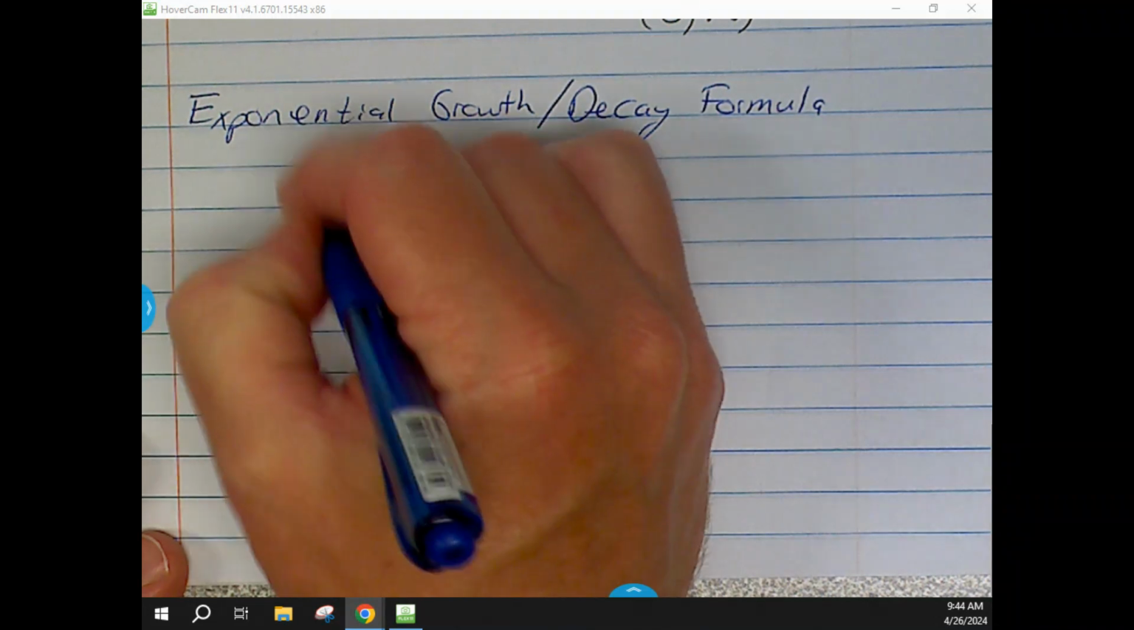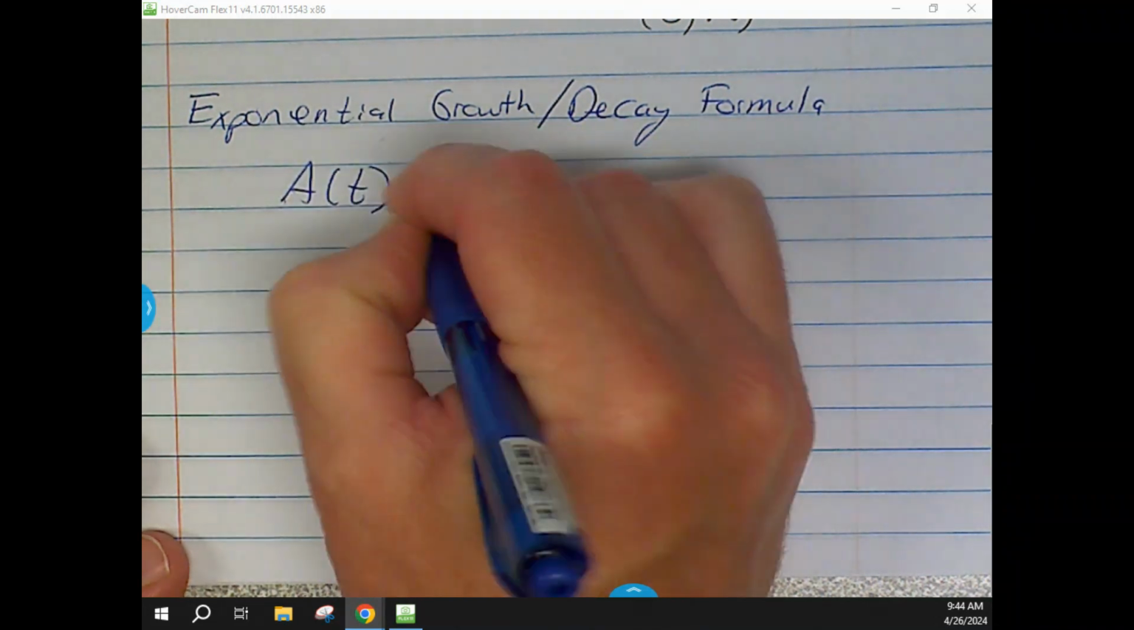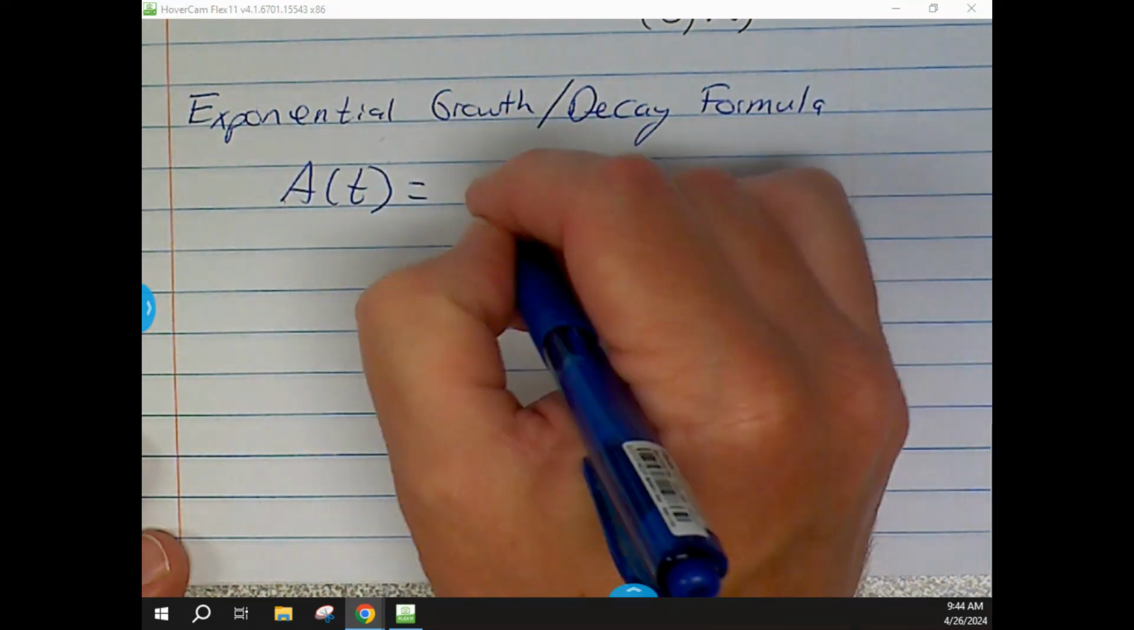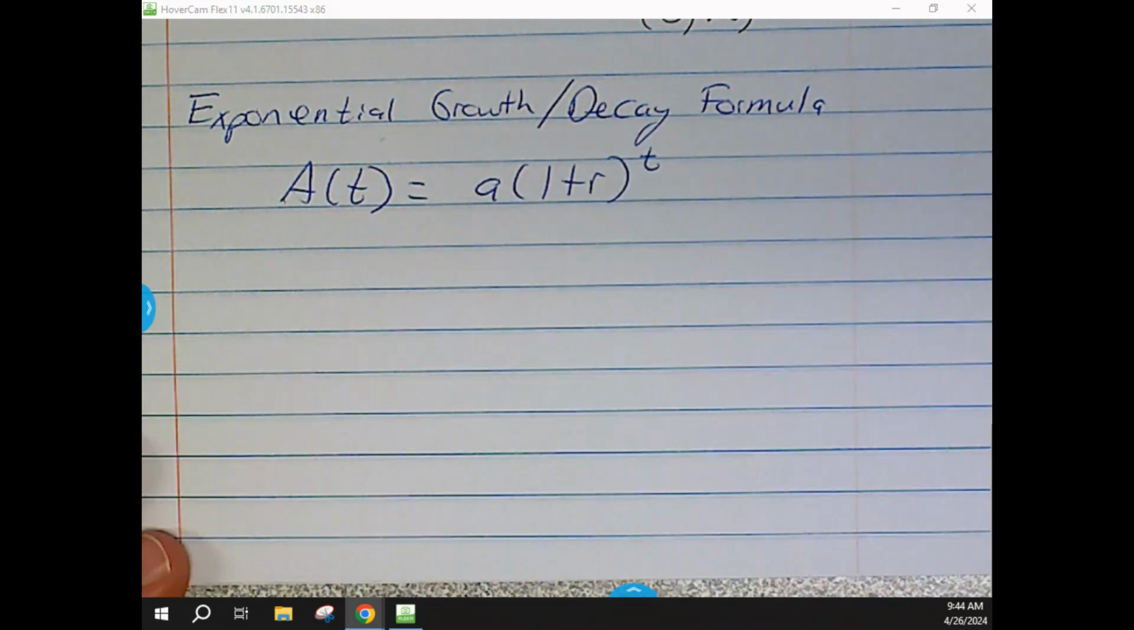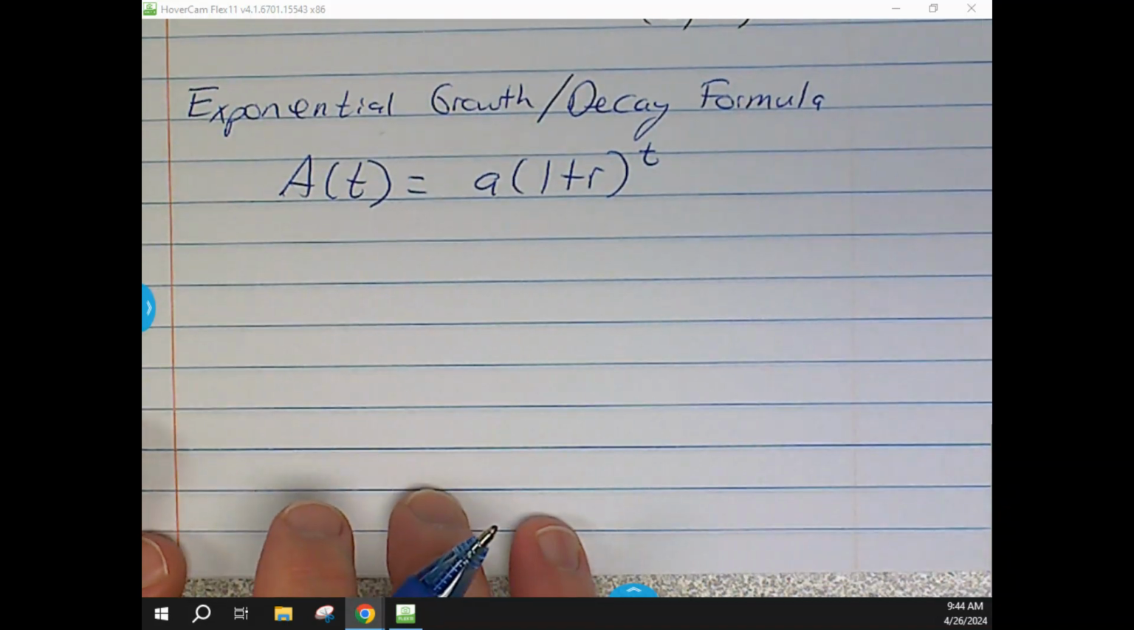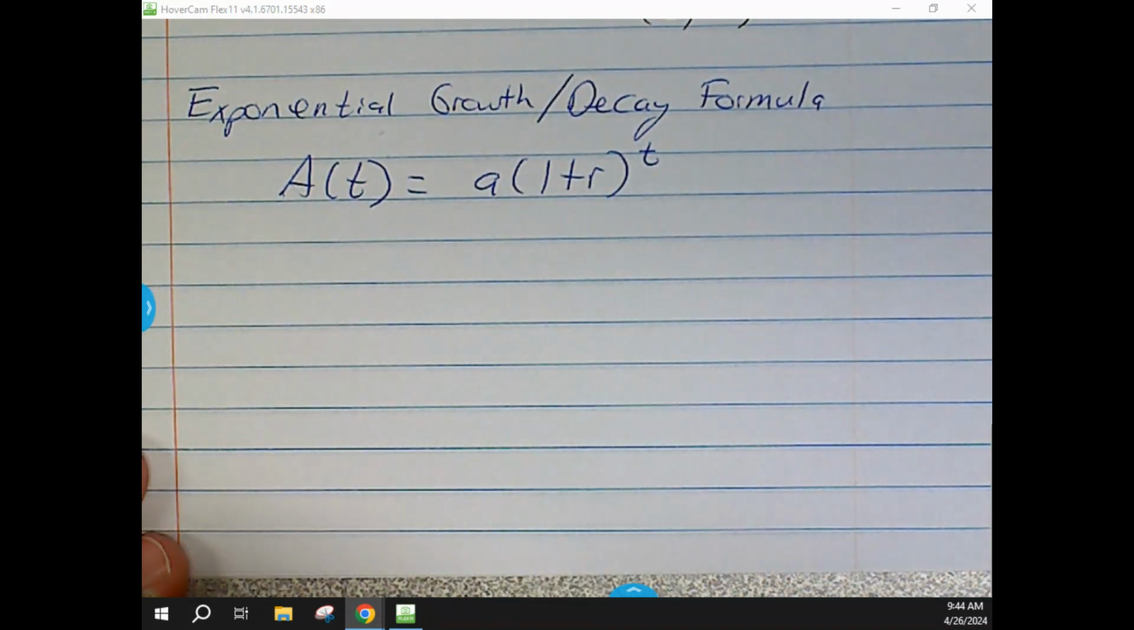Okay, so here it is. A of t equals A times 1 plus r to the t power. And again, you can adapt this to loan payments, you can adapt this to all kinds of different things, and then you can always tweak it a little bit here and a little there. But your basic growth decay formula is basically that.